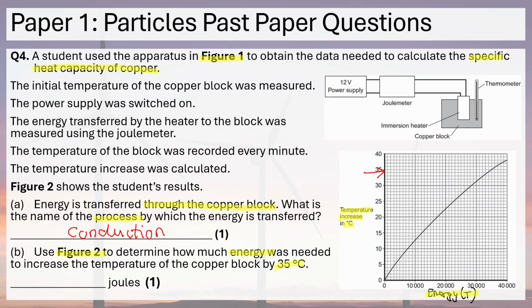Now again, much easier to do on the original graph with a pencil and ruler than it is with my slightly wobbly electronic pen, but when we read down, it should come out about here, it should come out about 35,000 joules. And again, on your original sheet, you should be able to see that a little bit more clearly.